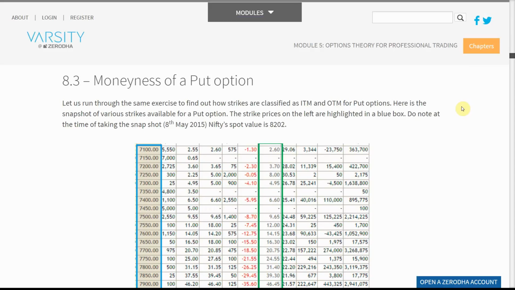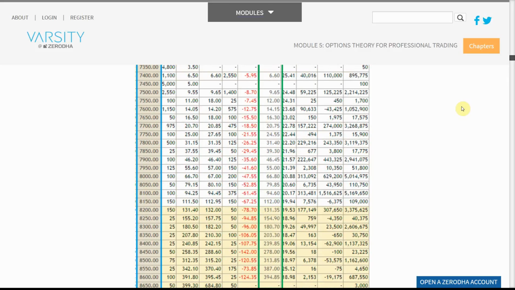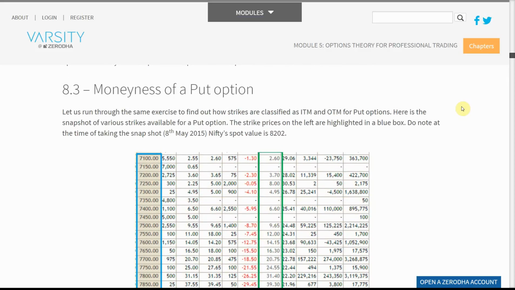Here is the snapshot of various strikes available for a put option. The strike prices on the left are highlighted in a blue box. Do note, at the time of taking the snapshot, the 8th of May 2015, Nifty's spot value is 8,202. As you can see, there are many strike prices available right from 7,100 to 8,700.